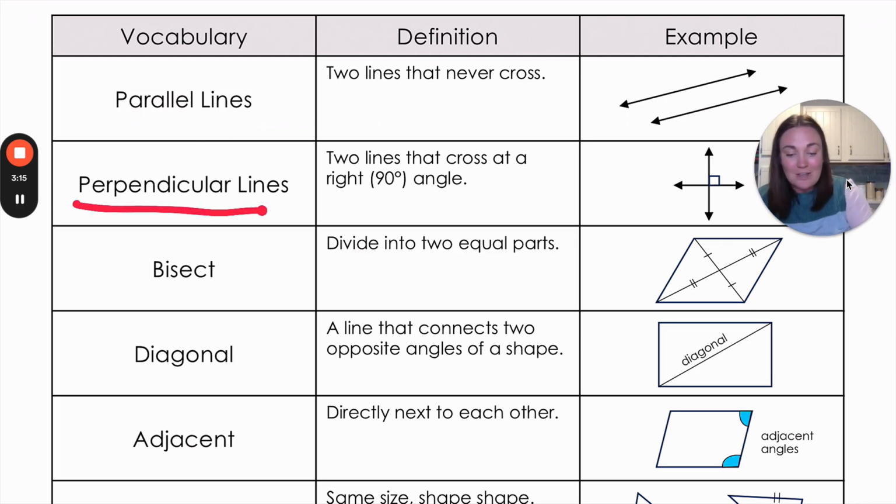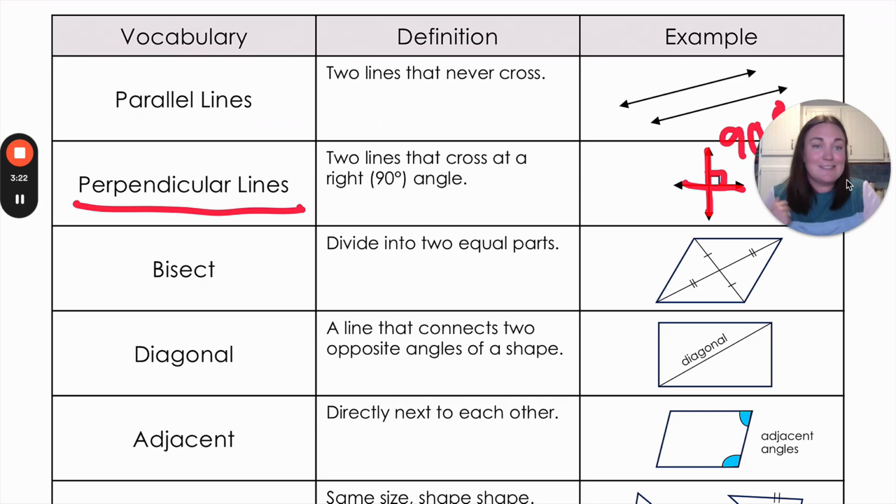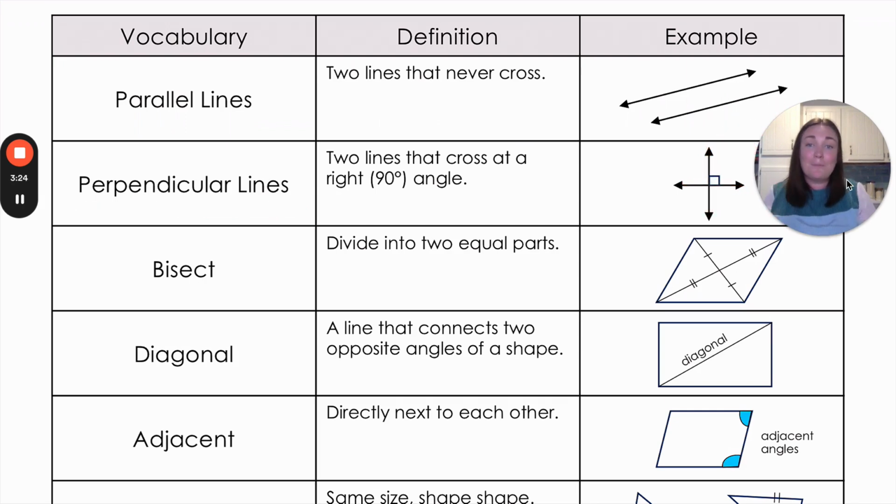Perpendicular. Perpendicular lines are two lines that cross at a perfect 90-degree angle. We usually mark that with a little square. That square means 90 degrees. Bisect. Bisecting means we're going to divide it into two equal parts, just like a bicycle has two wheels. So these two lines, if they bisect each other, that means that this little part and this little part are equal, and this little part and this little part are equal. So they are cutting something in half.